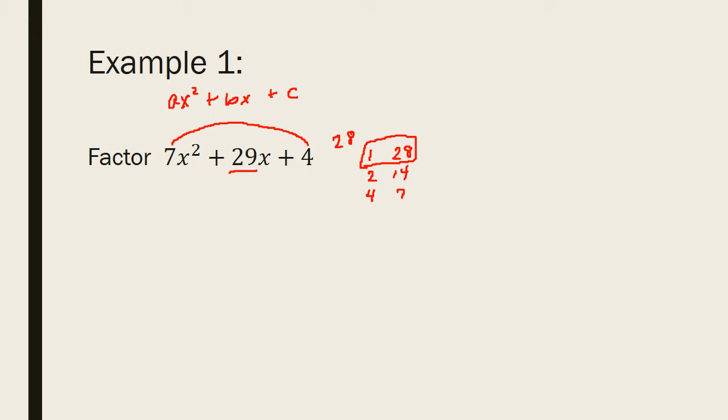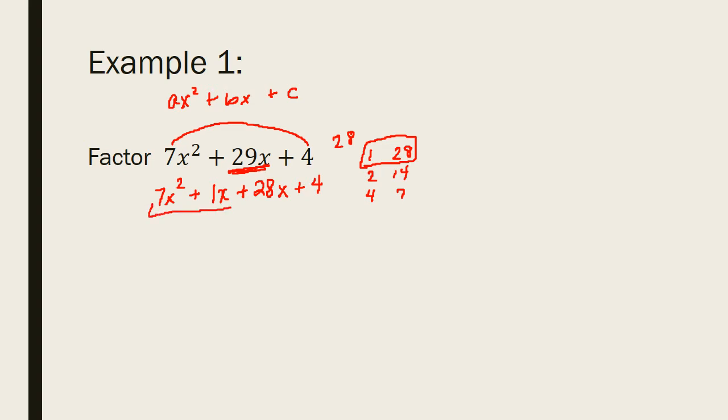So what we're going to do is we're going to split up this term 29x. And instead of writing 29x, we're going to use our 1 and 28. So I'm going to write 1x and 28x. And then I'm bringing the other stuff down, the plus 4 and the 7x squared. So now I didn't change the value of this. All I did was just change the way it looks. And now we notice that we've got 4 terms. So if you've got 4 terms, you're going to factor by grouping.